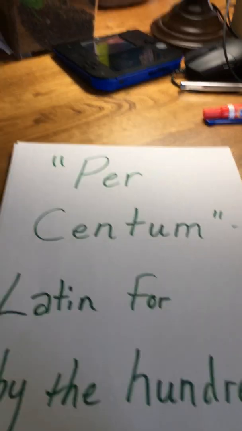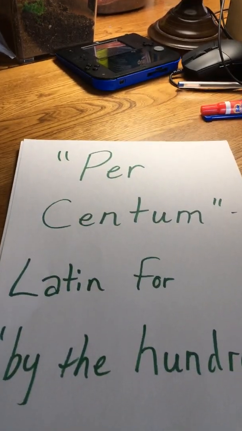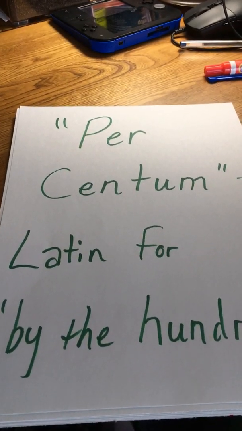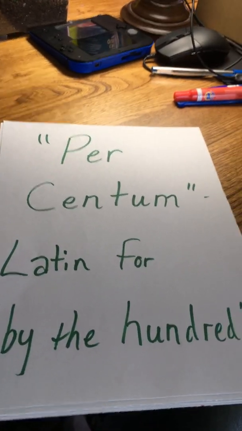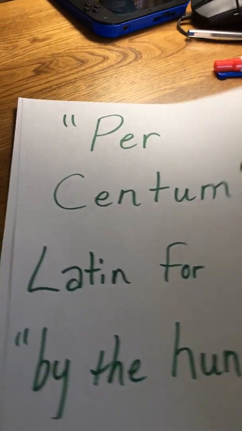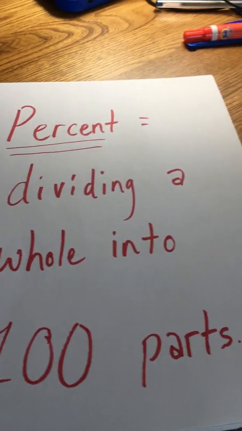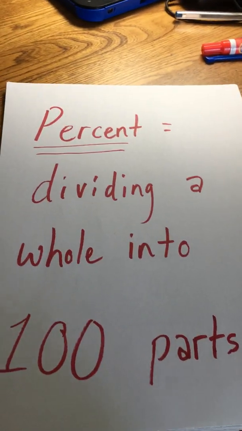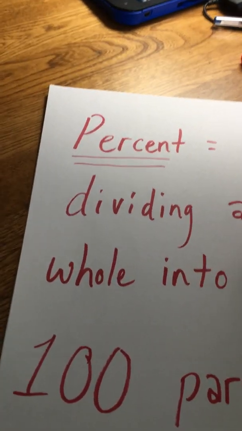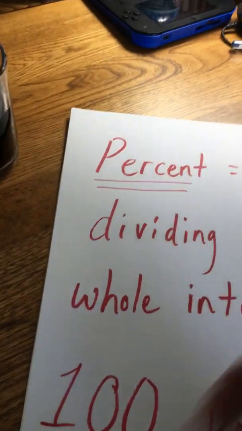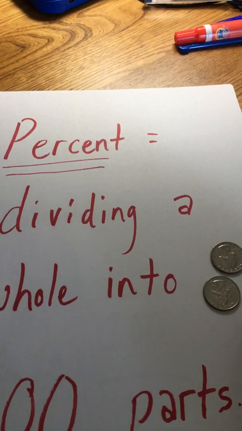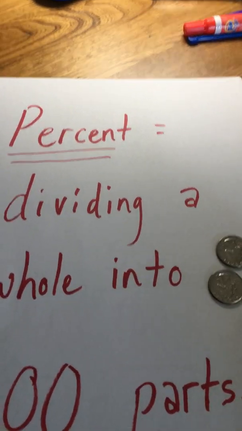For instance, as long as you bear in mind that the word percent is taken from a Latin term, per centum, which means by the hundred. So it's all about dividing something into 100 parts. Now, probably the easiest thing you can think of as divided into 100 parts would be money. Our American system, the dollar, is divided into 100 parts. Each part is called a cent, just like percent.